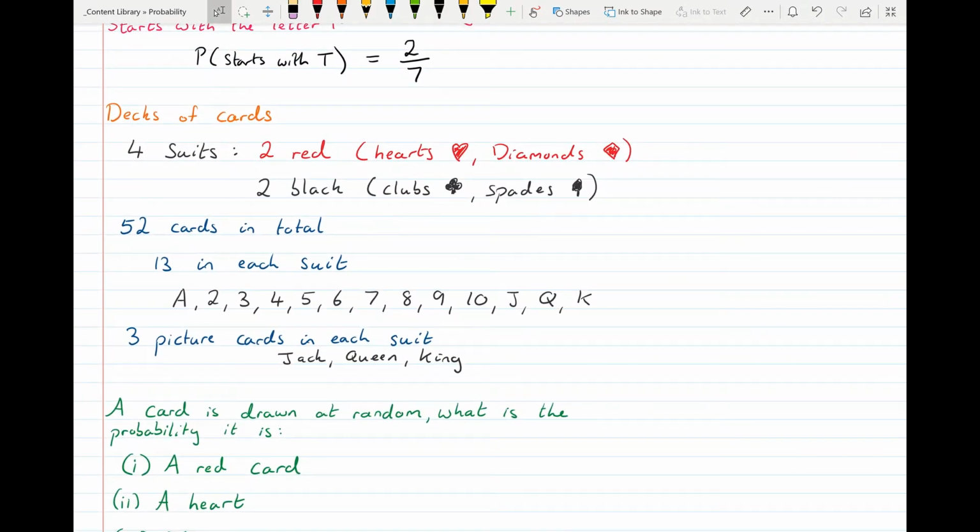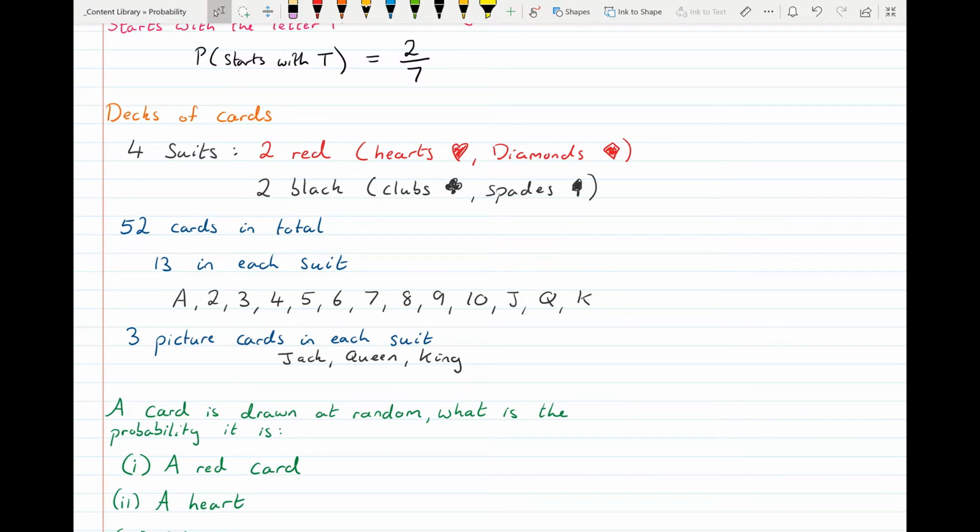Something that we need to talk about a bit though is decks of cards. Some of you might be very familiar with decks of cards, some of you might never have played with a deck of cards, but I'll go through it all the same anyway. There are 4 suits in a deck of cards, 2 red, 2 black. The red suits are the diamonds and the hearts, and they're literally just drawn as a red diamond and a red heart. And the 2 black suits are clubs, which kind of look like a shamrock, and spades that look a little bit like a shovel or a spade, I suppose, if you could imagine it. There are 52 cards in total, excluding jokers, we're not interested in them.